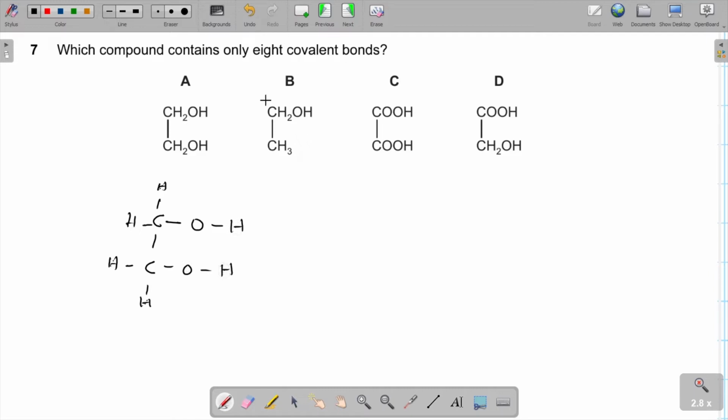So 8 covalent bonds. Let's count it. 1, 2, 3, 4, 5, 6, 7, 8, 9. So this is 9 covalent bonds. So this structure has 9 bonds, and it is not the answer.